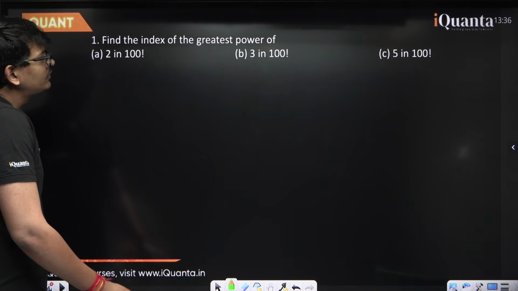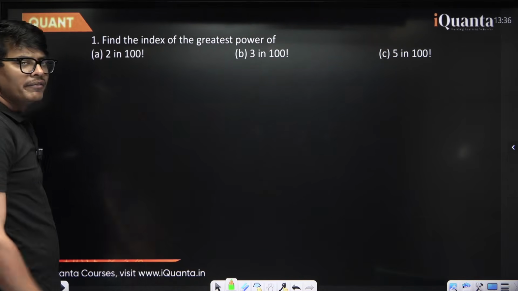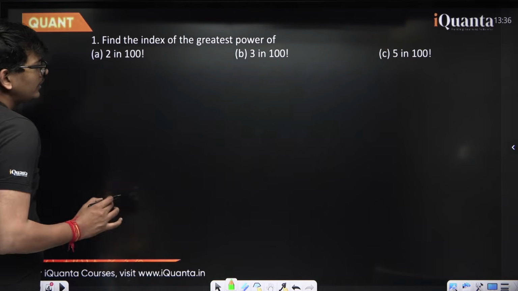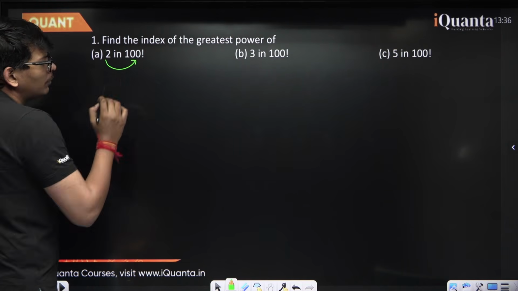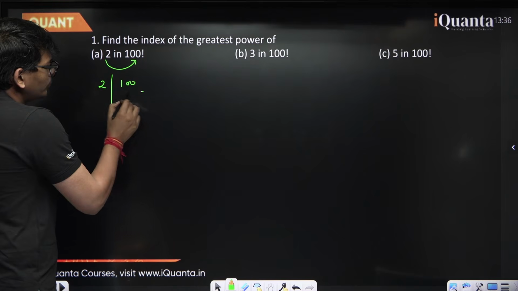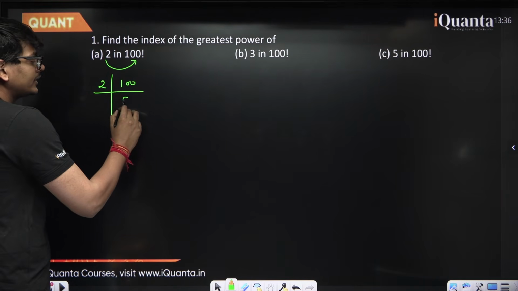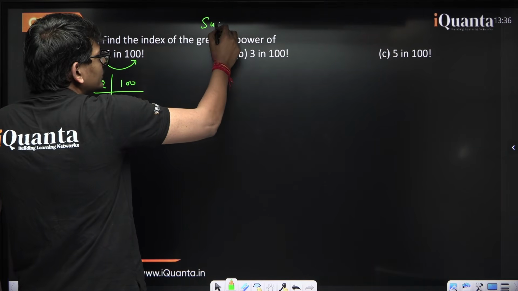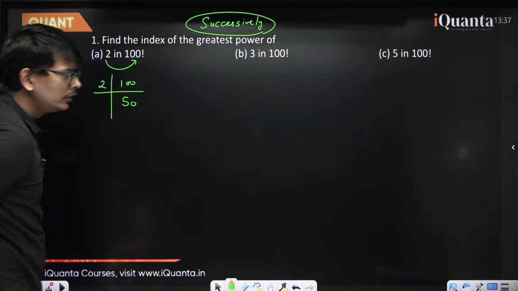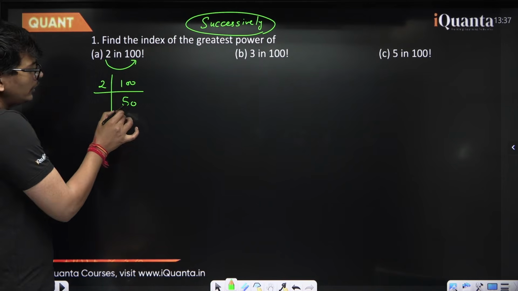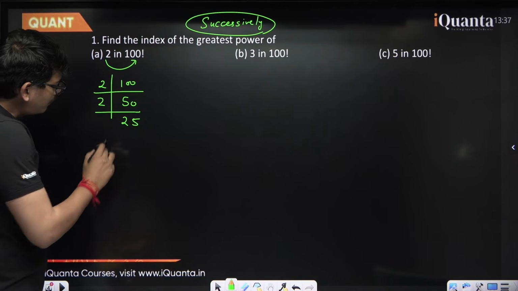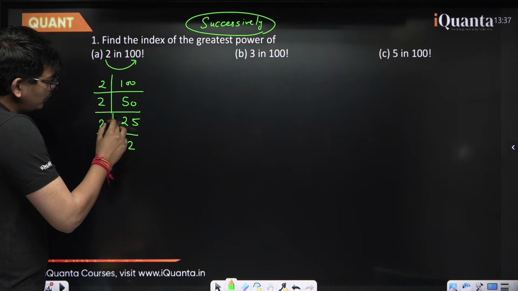The question says: find the index of greatest power of 2, 3 and 5 in 100 factorial. I am talking about prime numbers first. The method is, since I am looking for the power of 2 in 100 factorial, I will divide 100 by 2. And I have to do this successively. Successive division I have already taught you; you can see the previous video. Now, the quotient is 50, again divide by 2. The quotient is 25, again divide by 2. Again divide by 2.